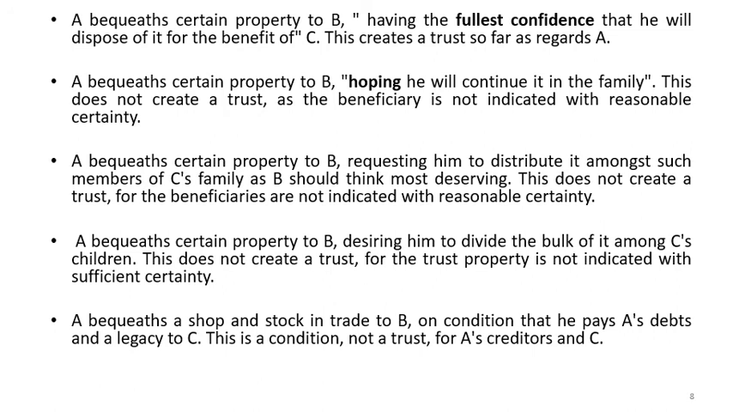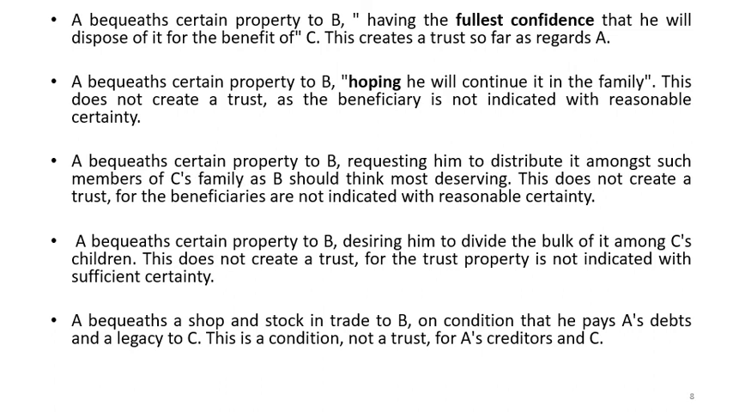Again the problem is the beneficiary. How to identify the beneficiary? Members of C's family. Who are the members? Father, mother, husband, wife, children, grandmother, grandchildren? We don't know. Sometimes maybe the whole society. And again, as he should think most deserving. What are the criteria to decide? We don't know. So in these cases we come to the conclusion that there is no certainty in relation to the beneficiaries. That's why the illustration indicates that this does not create a trust, for the beneficiaries are not indicated with reasonable certainty.